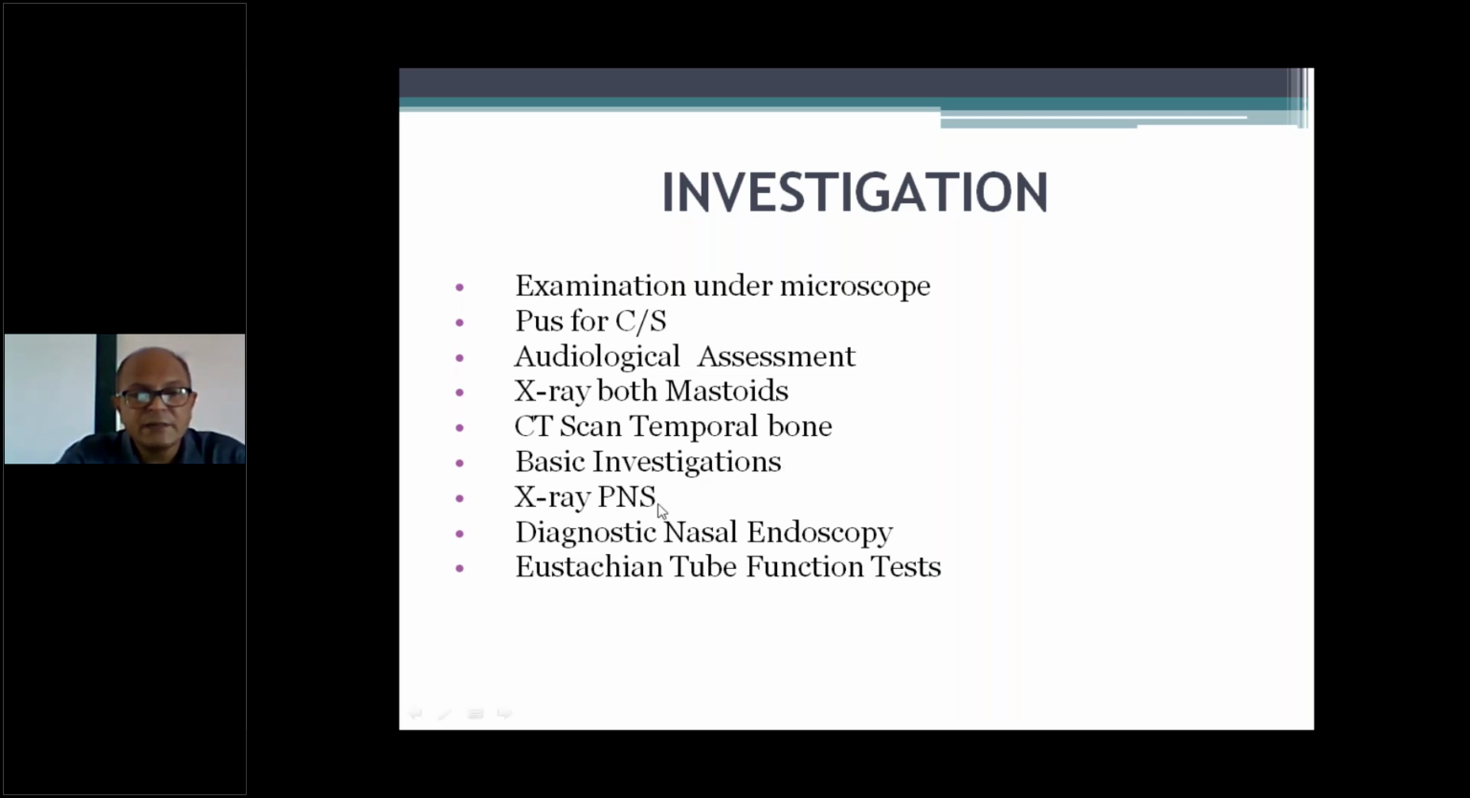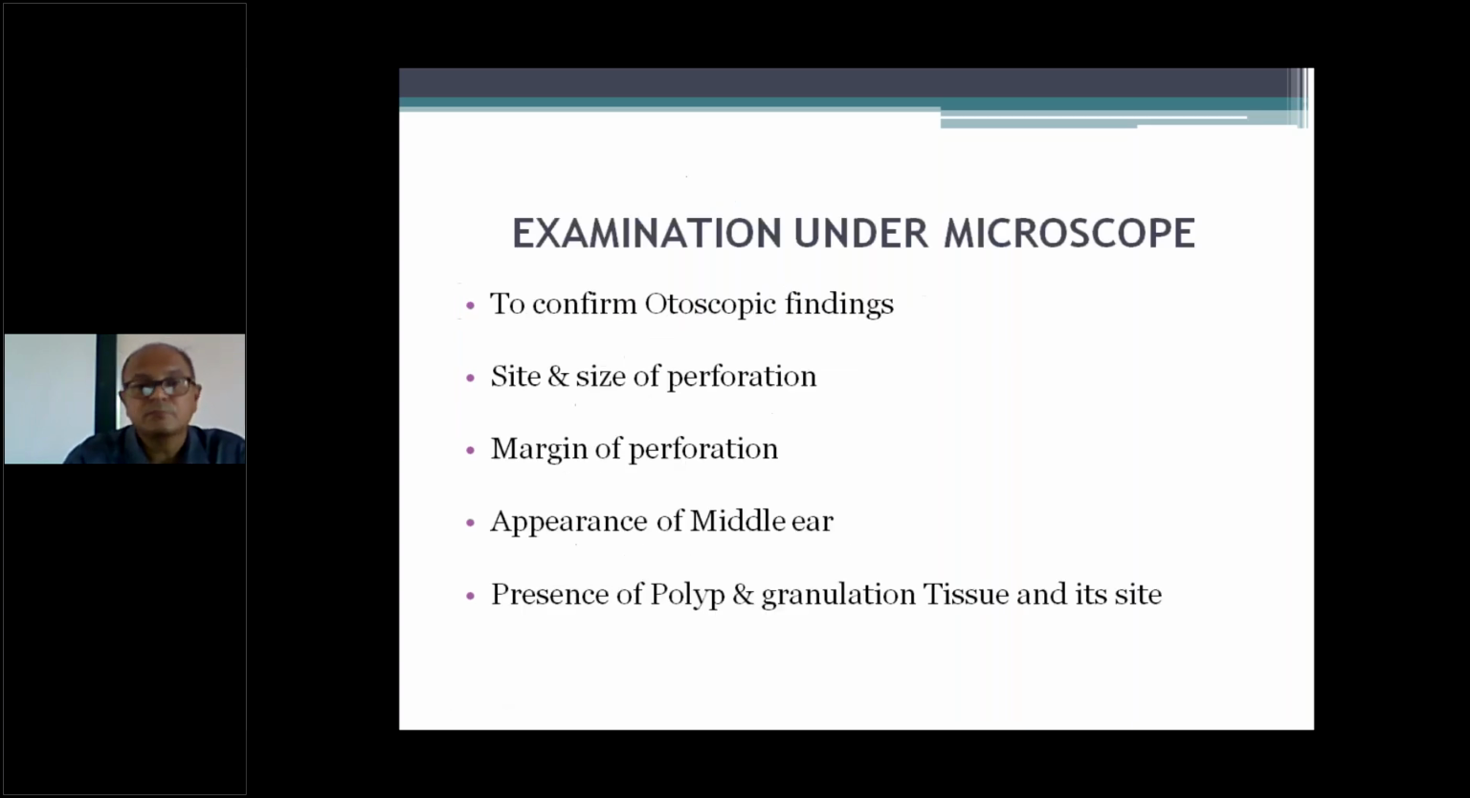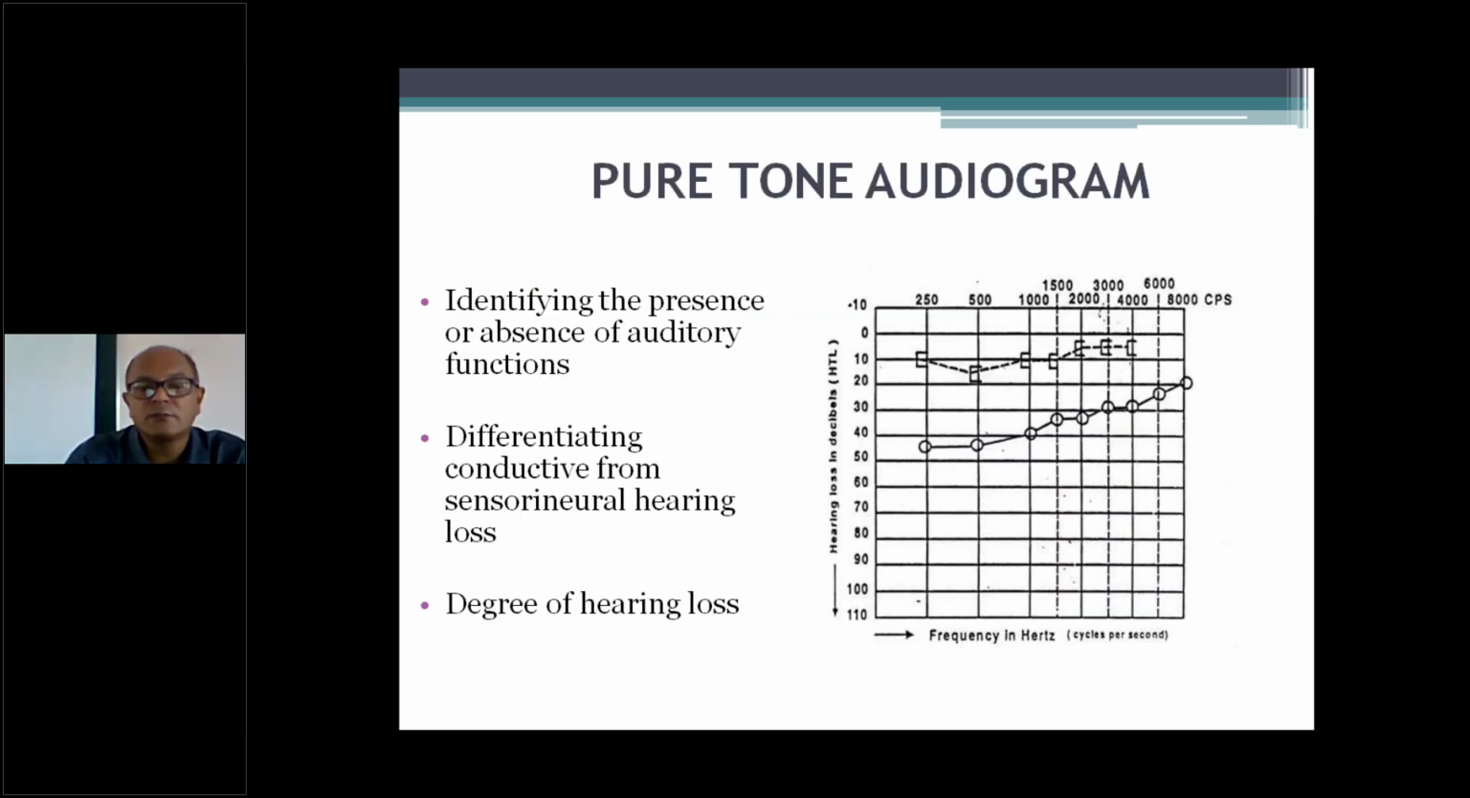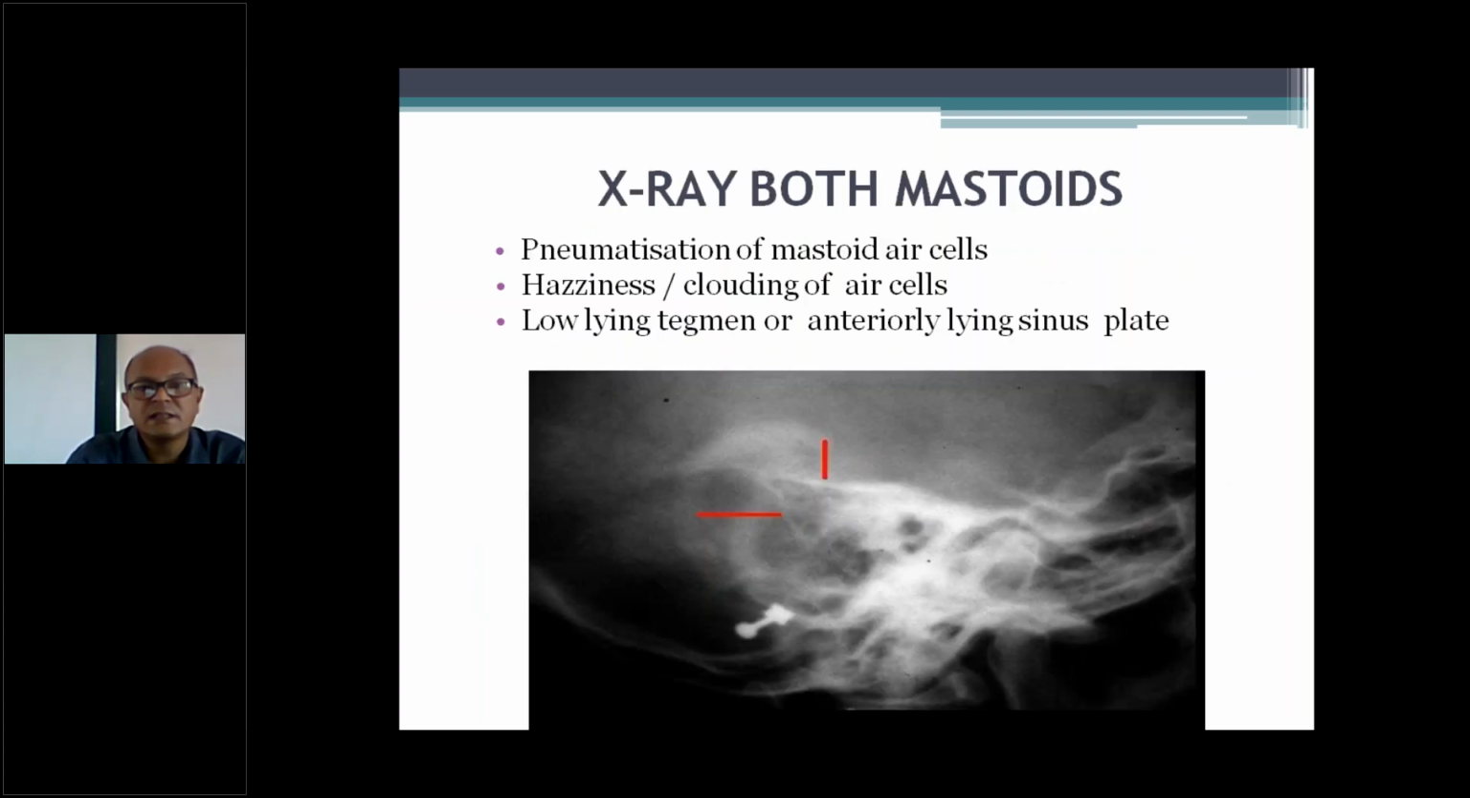Basic investigations like blood investigation, X-ray of paranasal sinuses, diagnostic nasal endoscopy, and eustachian tube function test should also be done. But eustachian tube function has more relevance when you are doing a safe type of CSOM, like when you are planning a myringoplasty. One of the prerequisites for myringoplasty is that the patient should have an adequate or normal functioning eustachian tube. Examination under microscope and audiogram we have already discussed, and you can see this is the X-ray.